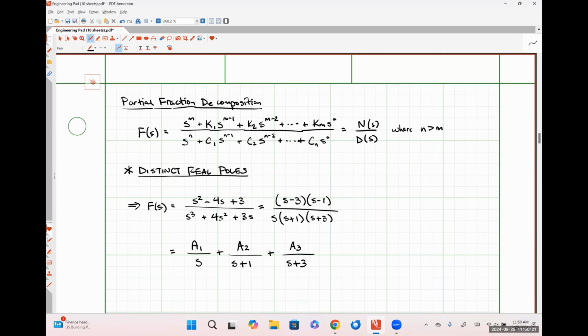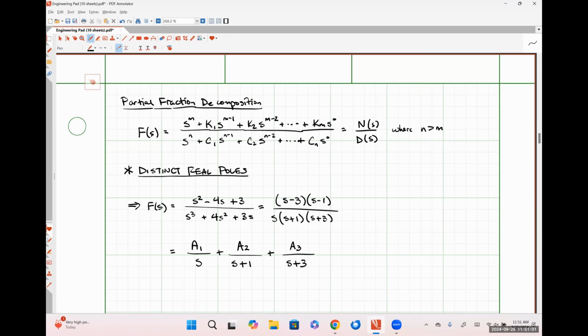So when we have a polynomial like this, we have what are called poles and zeros, okay? So a zero is effectively any value of s that makes the numerator 0. And a pole is any value of s that makes the denominator 0, okay? So for this particular thing right here, we would have zeros of positive 3 and positive 1. And we would have poles of 0, negative 1, and negative 3, right?